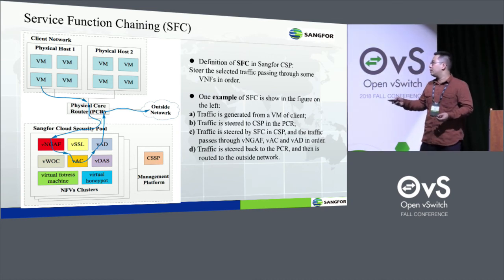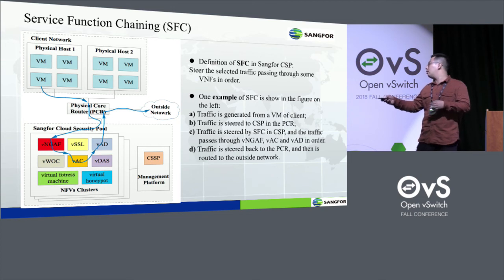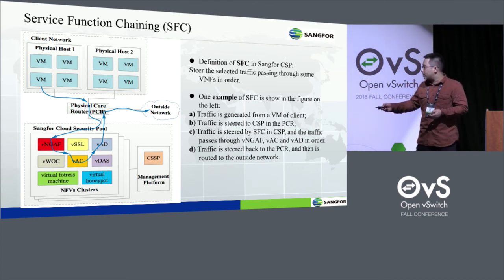The traffic is generated from the client network. It comes to the physical core router and is steered to the CSP. And in the CSP, it passes through the service function chain. The service function chain here is VMGAF, VAC, VAD. The traffic passes through these three components in order. And then it comes back to the PCR, and then it will be directed to the outside world. And the SFC is this part. If without the CSP, the traffic from the client network will go directly to the outside world.